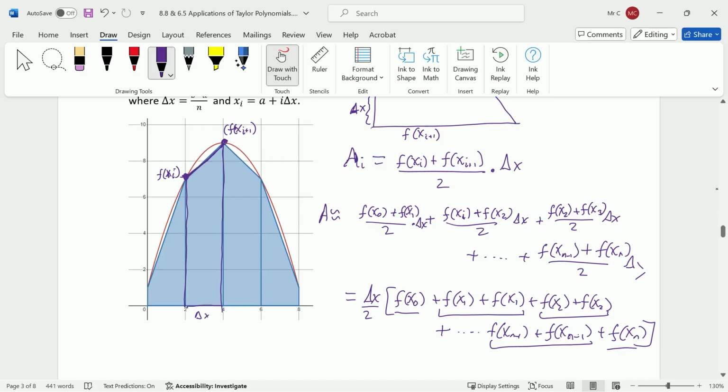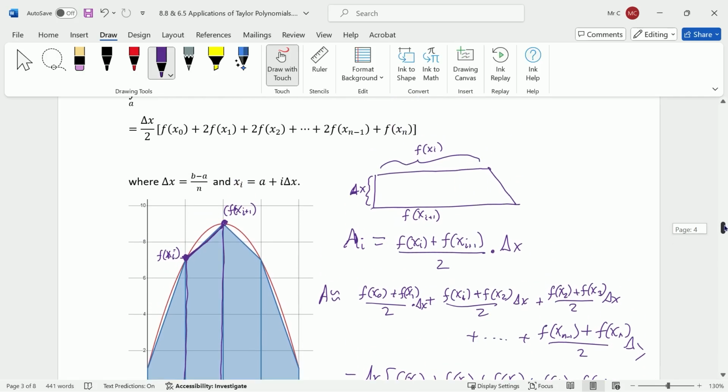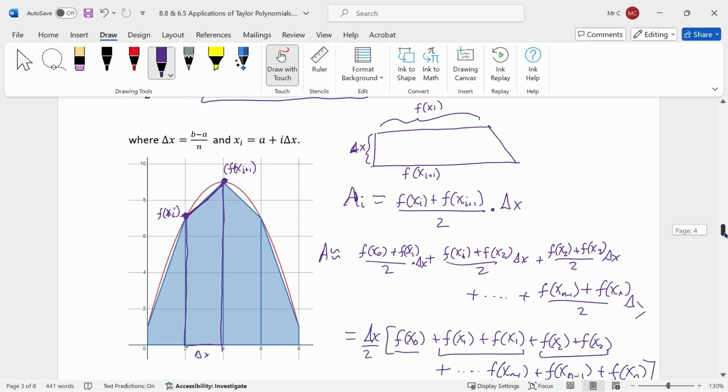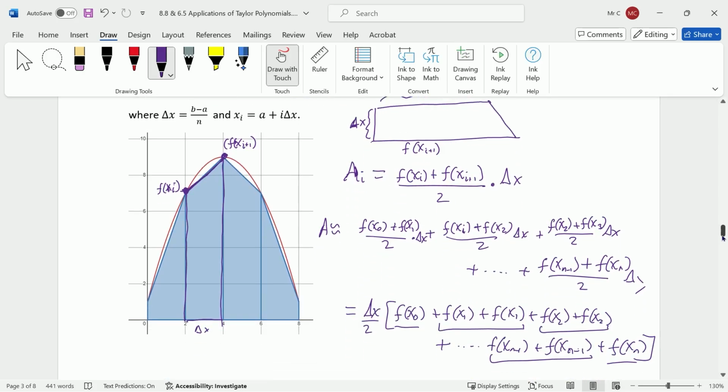So that's why when we look at this formula, we see that the simplified form of the formula is delta x over 2 times f of x naught plus, and then all of the middle terms have to be multiplied by 2, and then you just get the last f of x sub n. All right, so that's why the trapezoidal rule works and what the trapezoidal rule is.